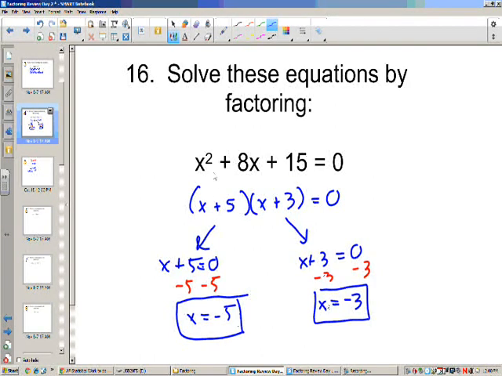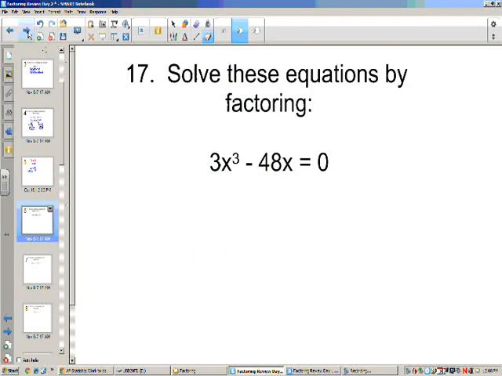Now if we put either of those in for x, we better get down to 0. Let's try this. Negative 5 squared is going to be 25. Negative 5 times 8 is going to be minus 40. So if we add these together, we get negative 15. Negative 15 plus 15 will get us to 0. We can do the same thing with negative 3. Negative 3 squared is 9. If we add negative 24, that will get me down to negative 15. Add another 15, and we'll get to 0. So these are the only two values where that will be true.